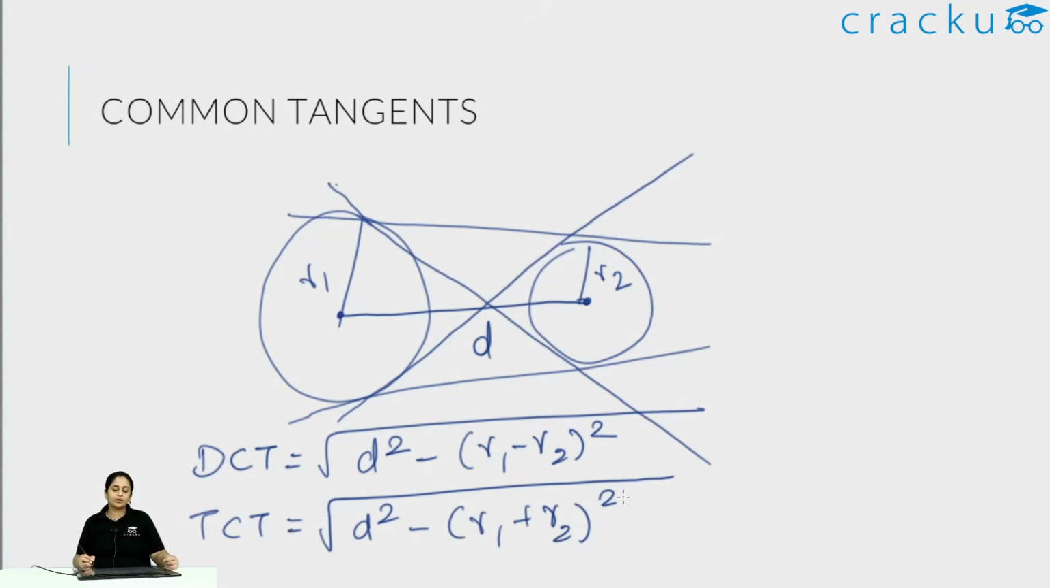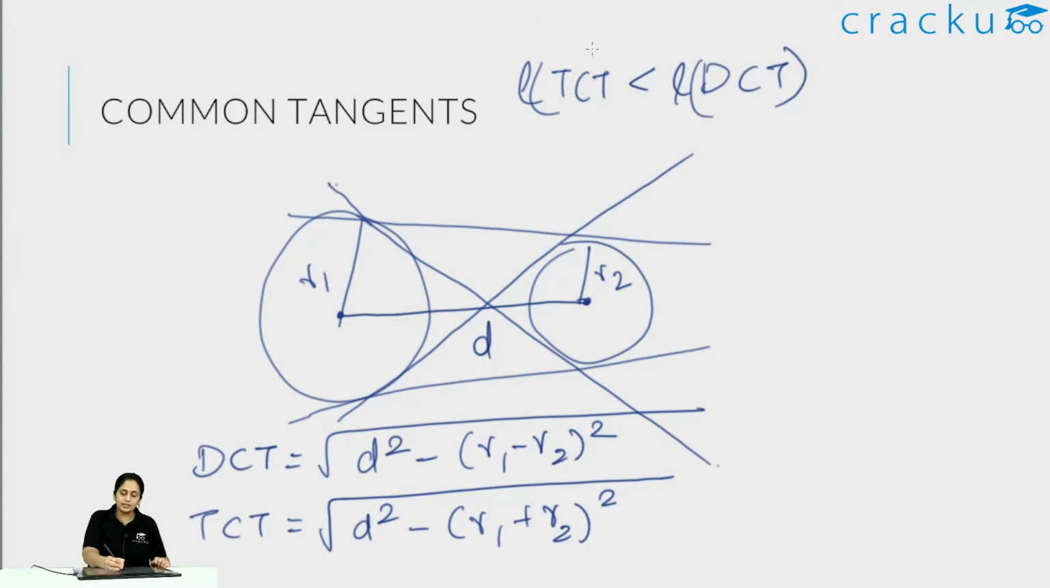Now if you take a look at the 2 formulas, since this is minus (R1 plus R2) the whole square, this value would be lower than the length of the direct common tangent. So the length of the transverse common tangent is less than that of the direct common tangent, because here you are subtracting the sum of the 2 radii, and here you are subtracting the difference of the 2 radii. So if you find it difficult to remember which one is which, just remember that the length of the transverse common tangent is by default always smaller. The direct tangent would be longer. The tangent which you draw crossing is the shorter tangent. So you will remember that this is R1 plus R2 and this has to be R1 minus R2.